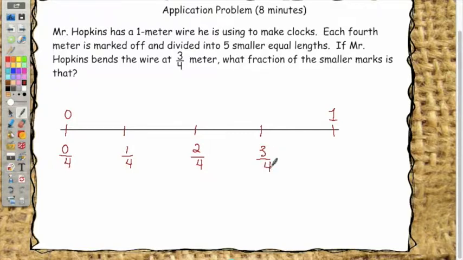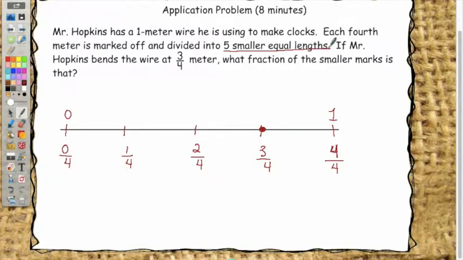And then we draw. Okay, now just a minute. The problem says each fourth meter is marked off and divided into 5 smaller equal lengths. So what do you think, Jesus? You bend the wire at 3/4, so you think I need to mark that with a point? Yeah, I agree. Okay. But what about these 5 smaller equal lengths? What does that even mean?